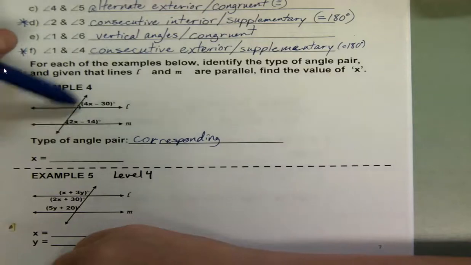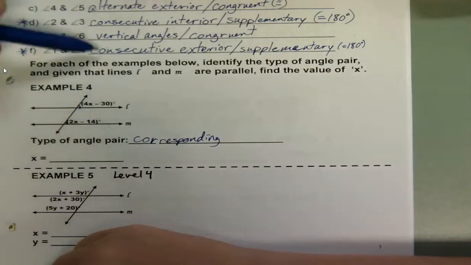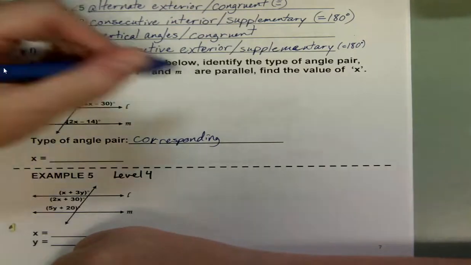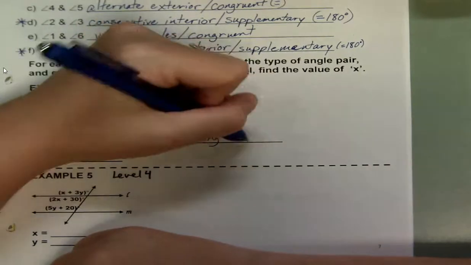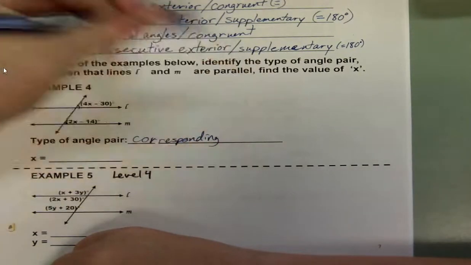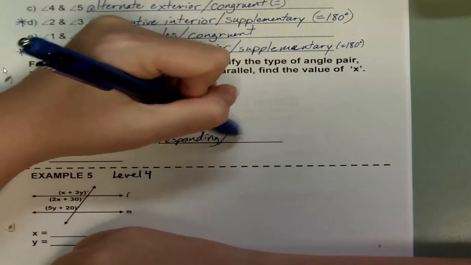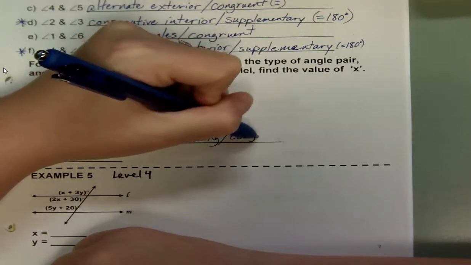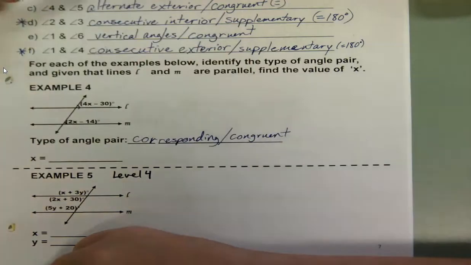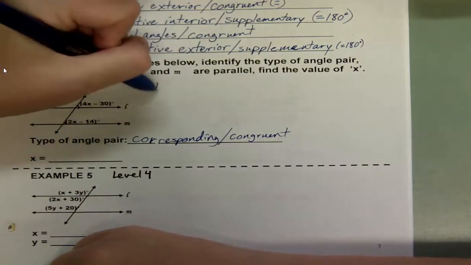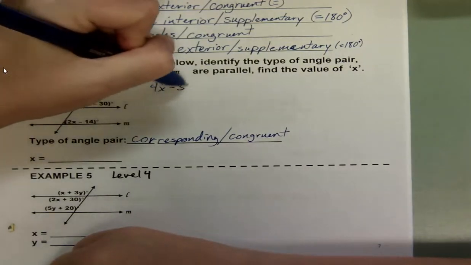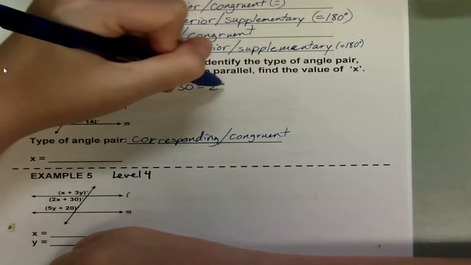Right, and they're both acute angles, and they don't have the word consecutive in it. So they're both going to be corresponding, and they're going to be congruent, because corresponding angles are always congruent. So anytime you have congruent angles, all you have to do to solve for x is put an equal sign in between them.